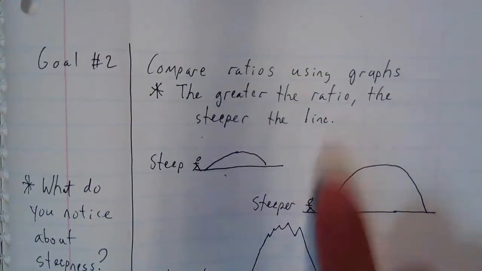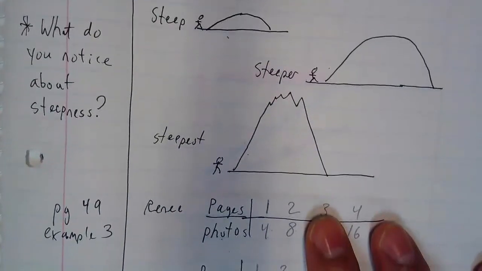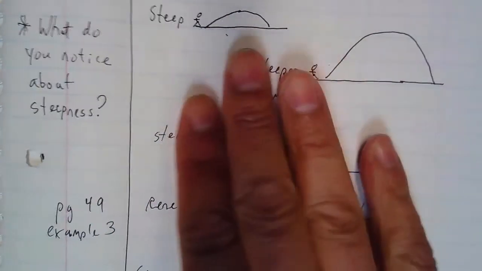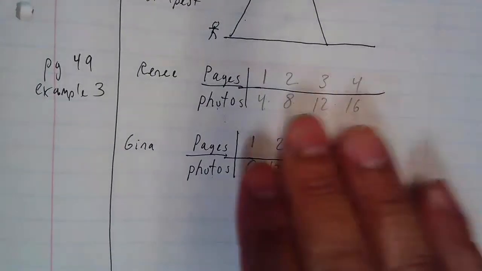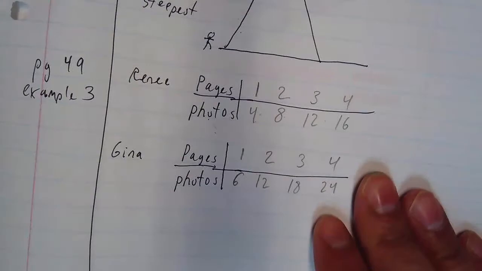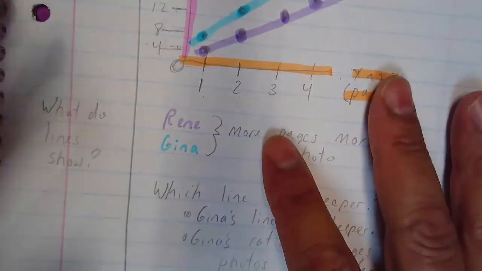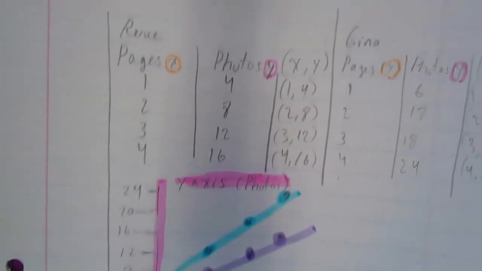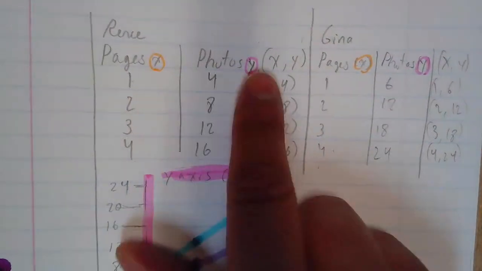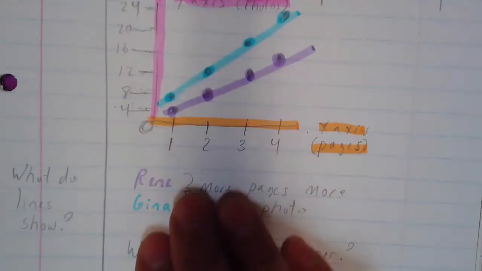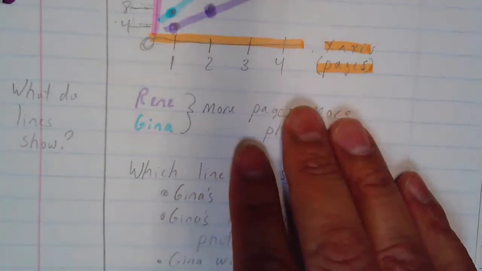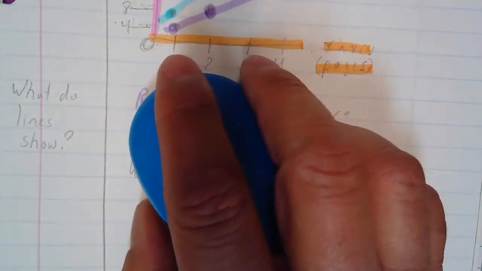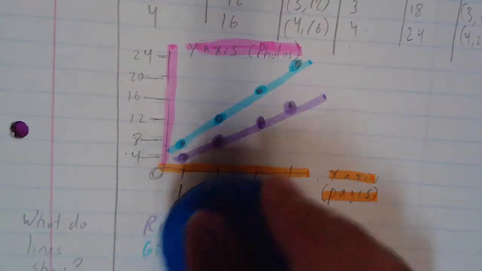Compare ratios using graphs. The greater the ratio, the steeper the line. So for yourself, define what steep means. What we're doing is taking ratio tables that you already know how to set up, changing them into an XY coordinate format, and then graphing that. Then you're telling me what you see, what you understand, and which line is steeper. What does that mean if it's steeper? Okay? So, anyways, I think that's it.